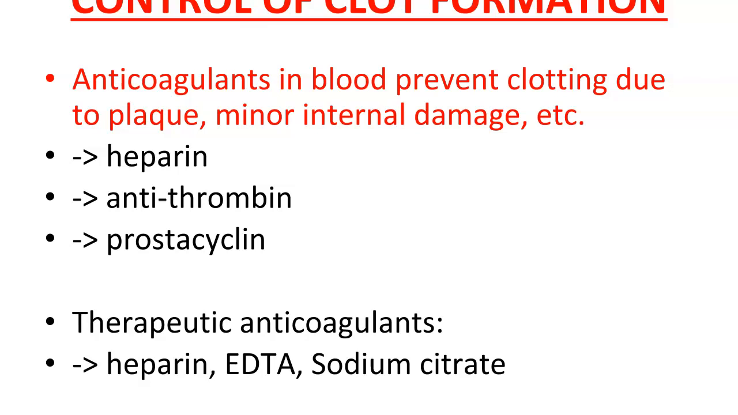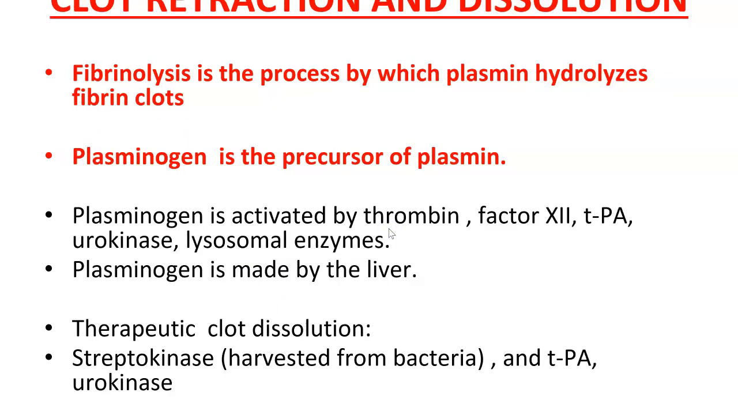So the blood has natural anticoagulants like heparin and antithrombin and prostacyclins circulating. We do use some of these therapeutically, but as therapeutic anticoagulants are typically synthetic, some of them are actually harvested from bacteria. So heparin, EDTA, and sodium citrate are therapeutic anticoagulants.